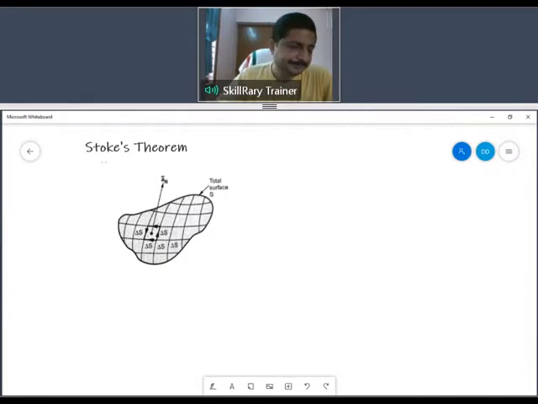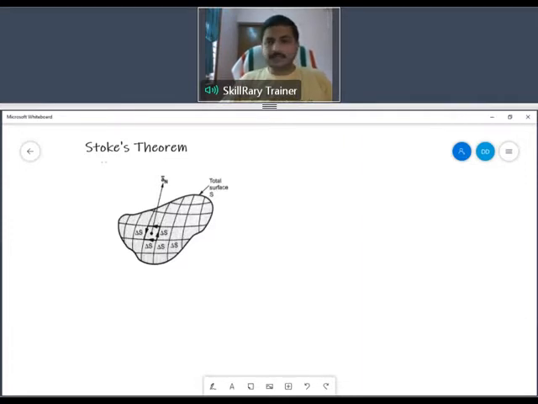Here Stokes theorem relates line integral and surface integral. There it was volume integral and surface integral. Here it will be line integral and surface integral. So Stokes theorem basically relates line integral to surface integral. It's a mathematical theorem which we apply to magnetostatics. It is necessary to know the statement of the theorem and its mathematical expression to apply it to magnetostatics.